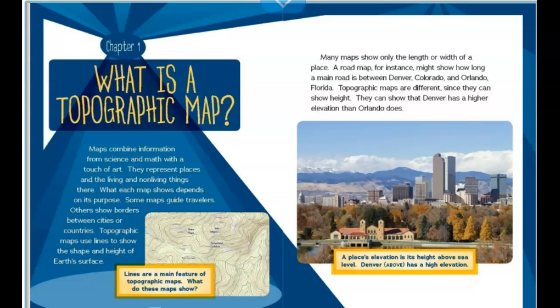What do these maps show? Many maps show only the length or width of a place. A road map, for instance, might show how long the main road is between Denver, Colorado and Orlando, Florida. Topographical maps are different. Since they show height, they can show that Denver is a higher elevation than Orlando. A place's elevation is its height above sea level. Denver, above, has a high elevation.